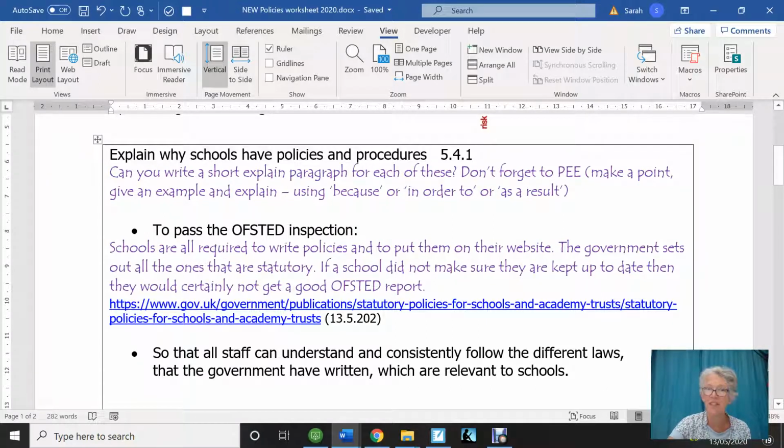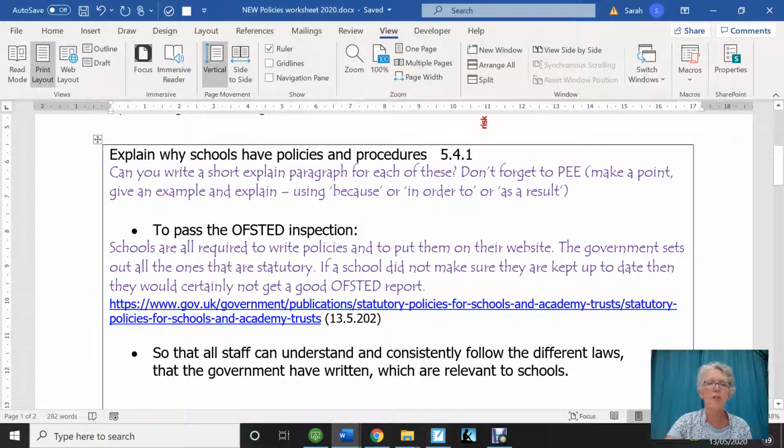Well, the points are actually here in these bullet points. Give an example. So you could say, for example, in my school, and then explain. And to help you explain, you should use words like because, in order to, or as a result. So why do schools have policies and procedures? Here are my 4 reasons.